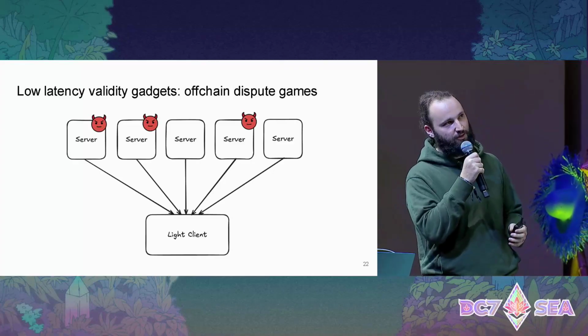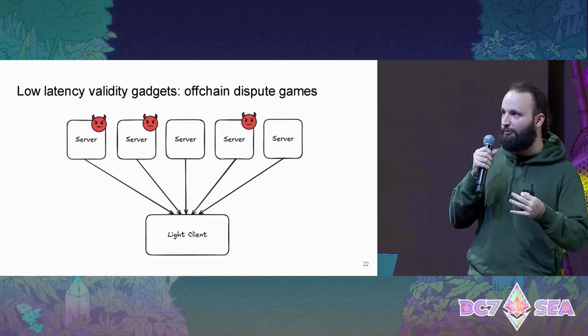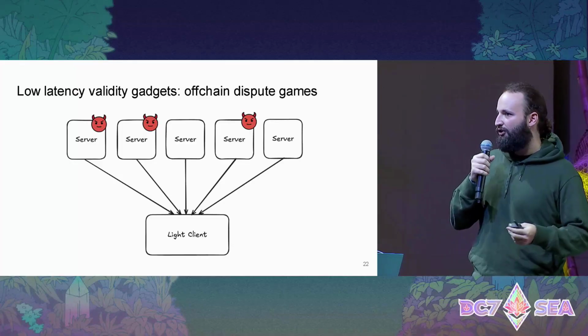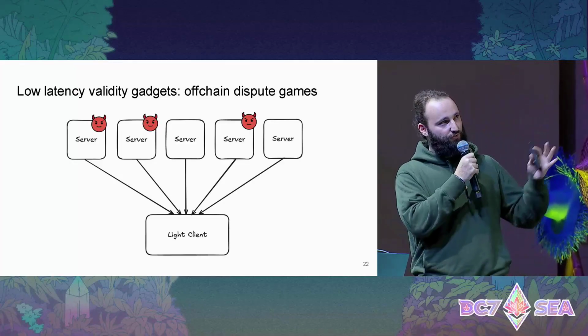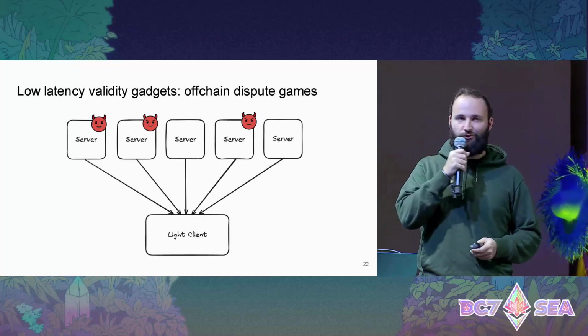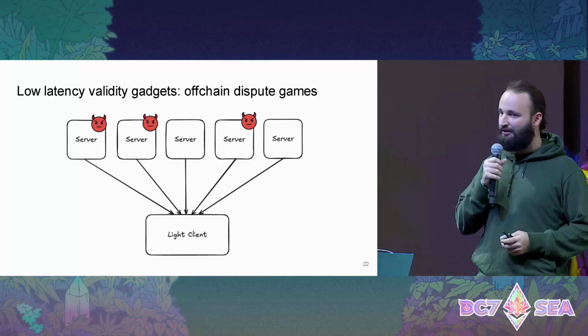Now, if one or more disagree, we make them play a dispute game, but not on L1. We make them play a dispute game through the light client. All the moves get played in the light client. Now, the light client certainly doesn't want to censor the players, so we have relatively good guarantees that all of these players are able to make their moves in a timely fashion, which means we can run the game very, very quickly.